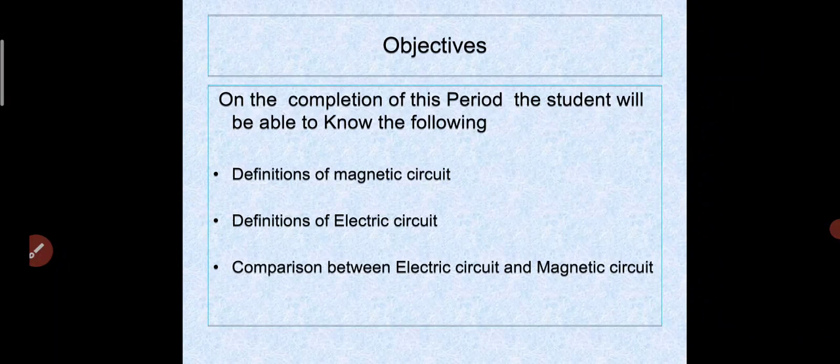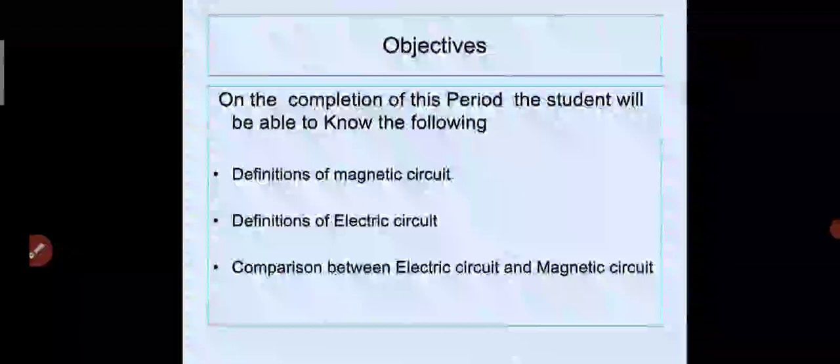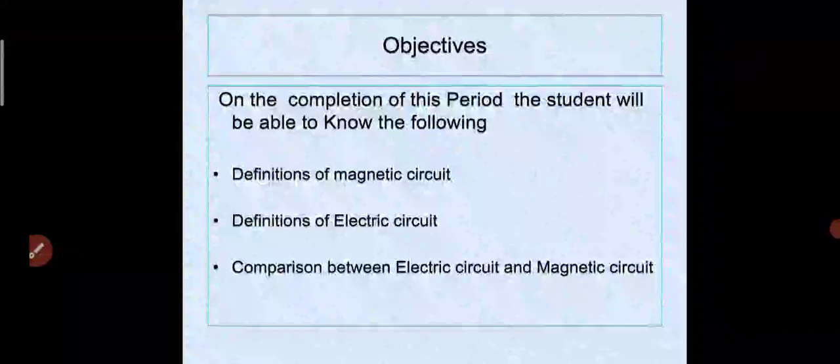On the completion of this period, the student will be able to know the following. First one is definitions of magnetic circuit. Second one is definitions of electric circuit. Third one is comparison between electric circuit and magnetic circuit.